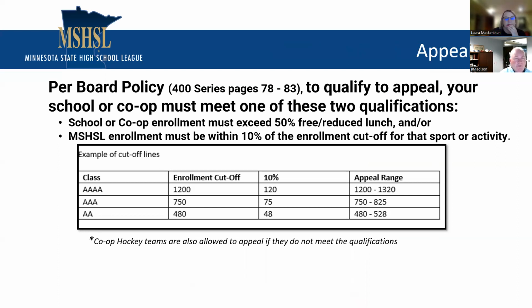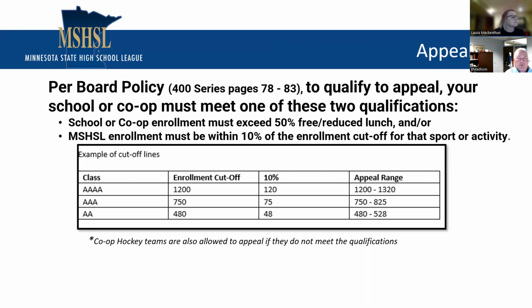If you're thinking about the opportunity for appeal in those team sports, this is the 400 series of bylaws. You can find this on pages 78 through 83 in terms of how you qualify for your appeal. There's really a couple options to be able to do so. You need to exceed 50% free and reduced lunch enrollment, and or be within 10% of that cutoff. And you're going to see a table down here below that gives you an example of what that looks like.